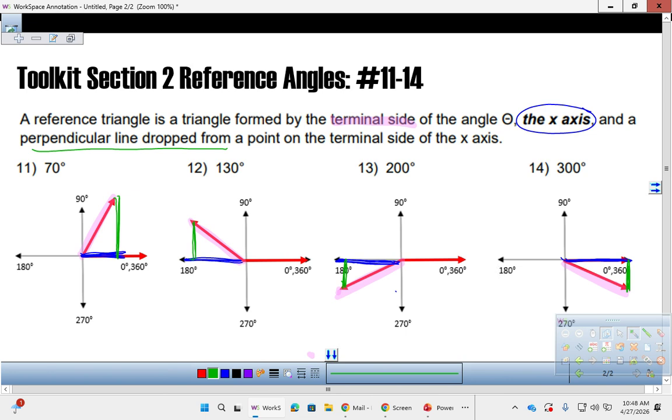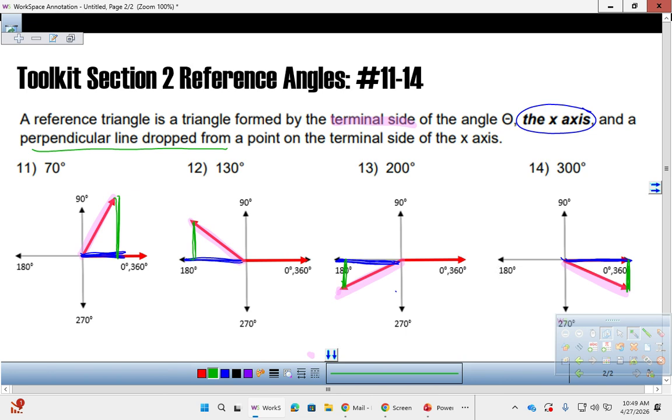So the reference triangle is created with your ending angle, which is called your terminal side, and the x-axis. Sometimes we'll use the x-axis on the left, and sometimes we'll use the x-axis on the right. It depends on where your angle is. If your angle is in quadrants 1 or 4, we'll use the x-axis on the right. If your terminal side is in 2 or 3, we'll use the one on the left. And then finally, the last side length is just a straight leg of a triangle, connecting the terminal side to the x-axis. So it's just a straight drop down. All of these are called the reference triangle. We okay so far?